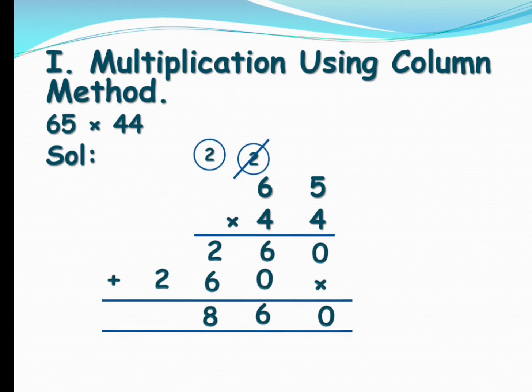You don't have any number above or below the 2, isn't it, children? There is no number above it nor below it. So you will copy down the 2 as it is. That means when 65 is multiplied with 44, the answer is 2860. So finally you will write, therefore 65 into 44 is equal to 2860.